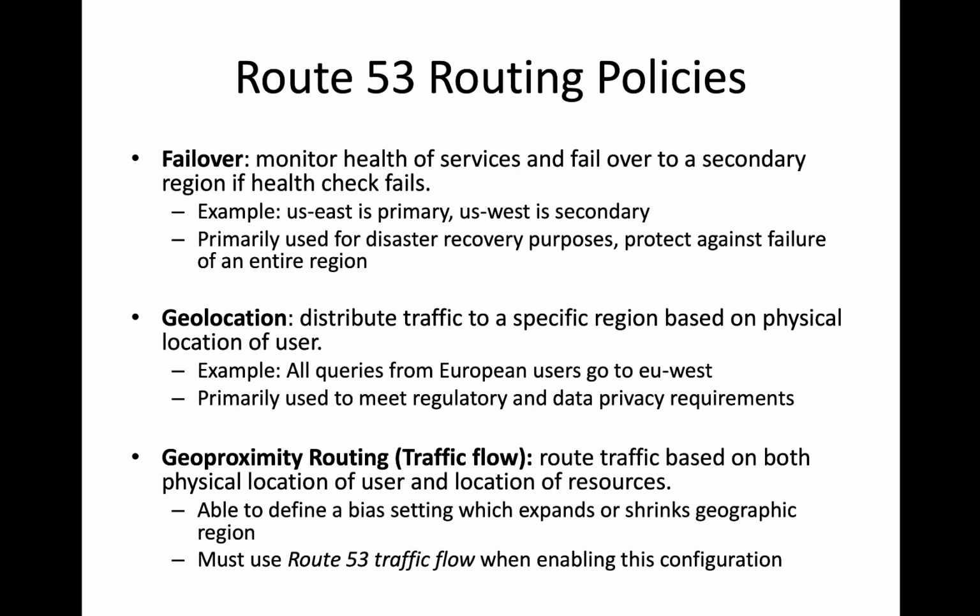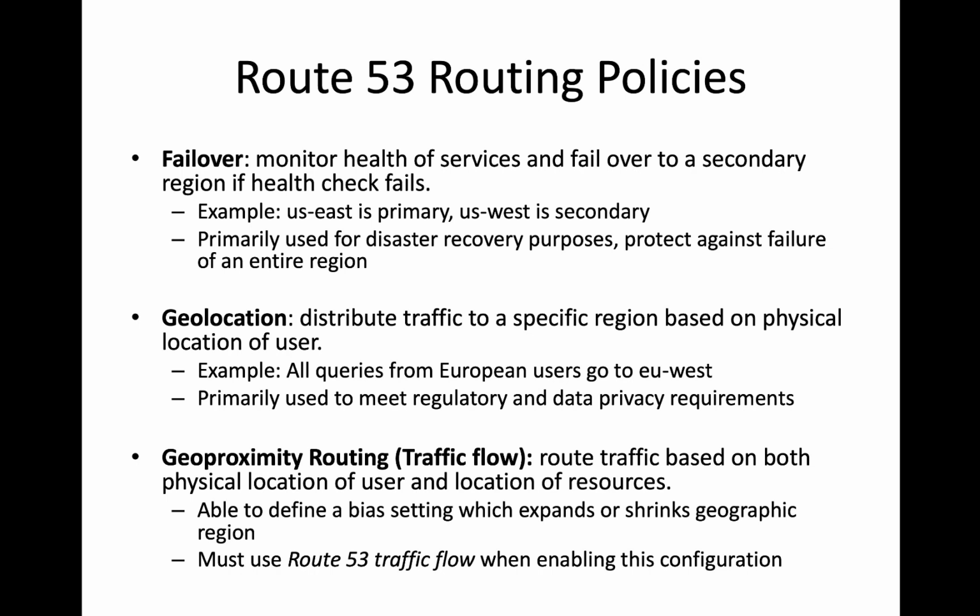The geolocation routing policy will distribute traffic and route traffic to a specific region based on the physical location of a user. So this is a little bit different than the latency. The latency is based upon sort of like what's the fastest region that a customer could access. This is based on geolocation. So where is the user located physically? And we can specify where customers should be directed to based upon their physical location.